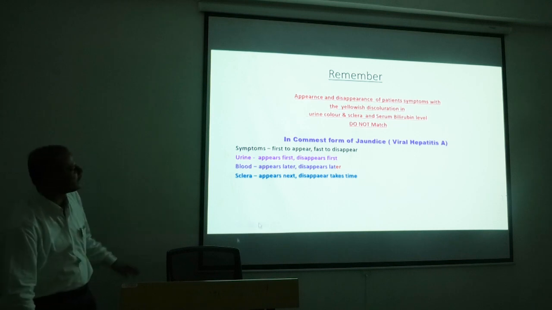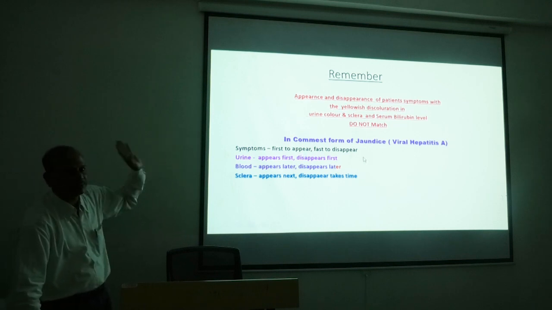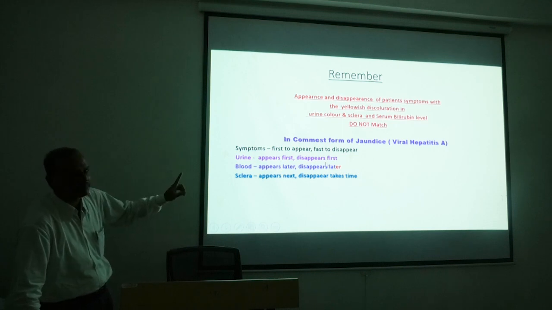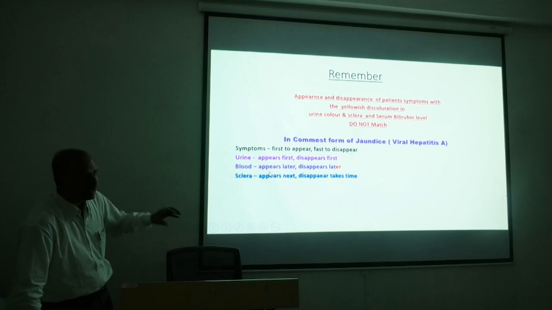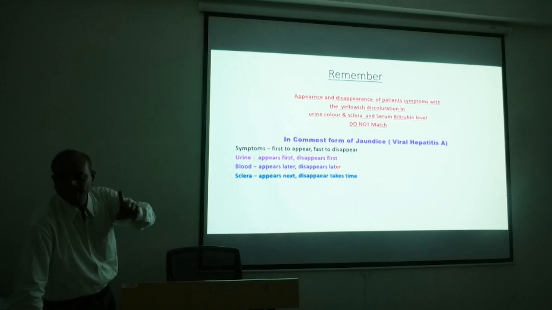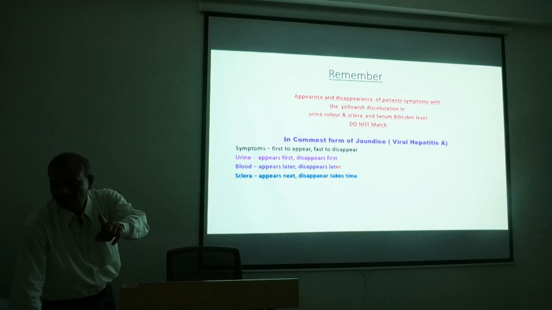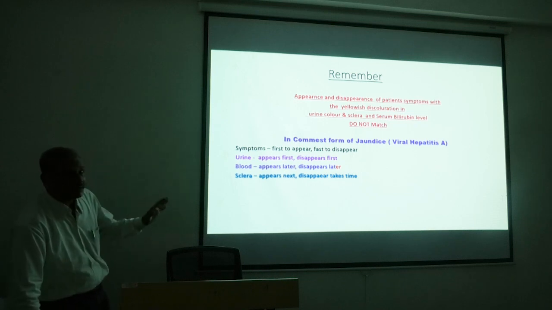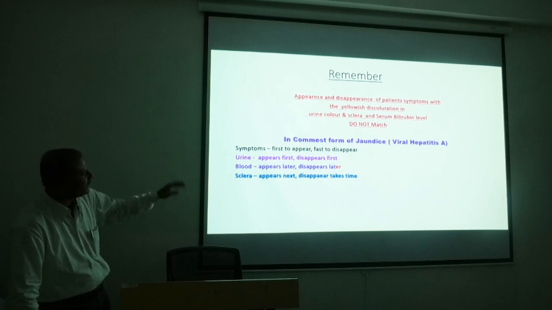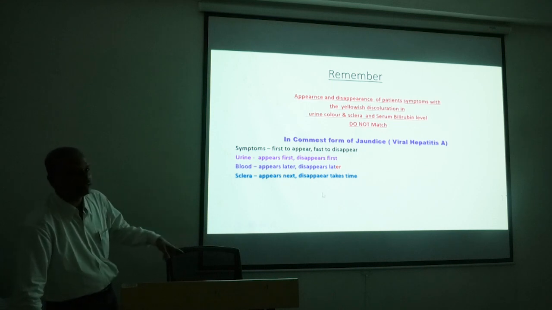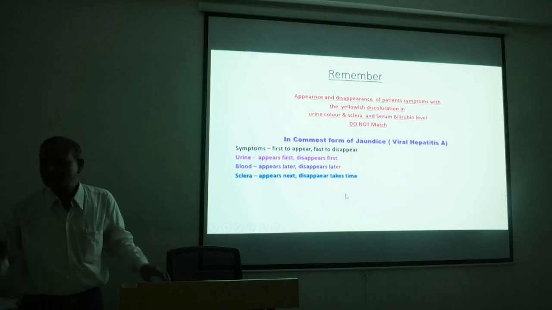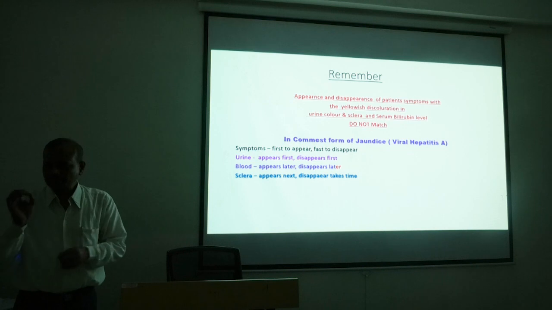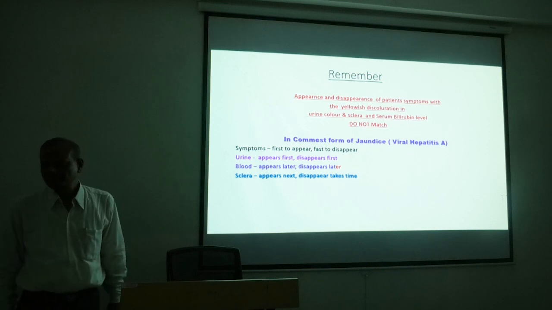Symptoms usually appear first and disappear first. Blood appears later because the bilirubin has to increase above 2.5, otherwise it will not be visible, and it disappears later. Urine will disappear much earlier. Sclera appears next and takes time to disappear, because any stain on a white surface takes a good amount of time to go away. It's just like that.